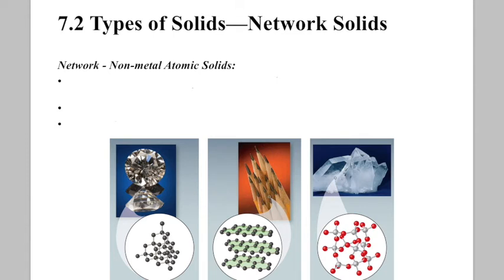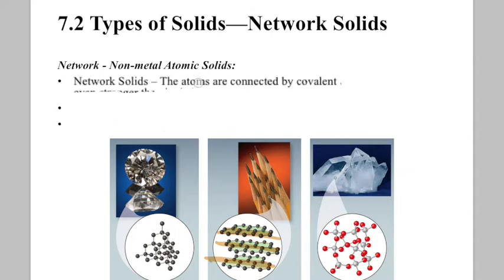The difference is that in a diamond, all of those carbon atoms are connected to one another, whereas in pencil lead, they form these plates. That's what makes it quite a bit weaker. So for network solids, the atoms in that solid are actually connected by covalent bonds, right?